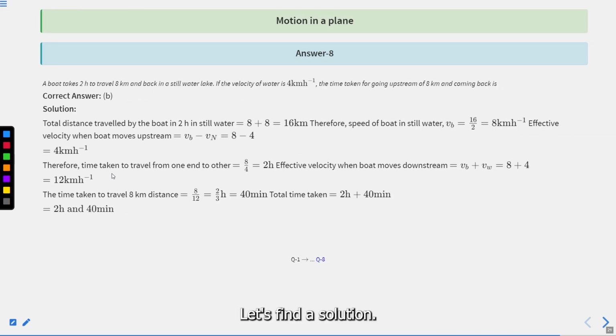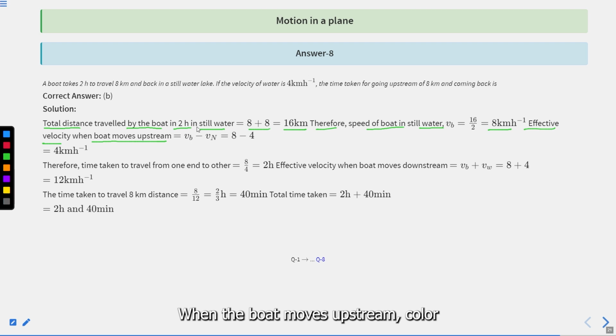Let's find the solution. The total distance traveled by the boat in 2 hours in still water is 8 plus 8 equal to 16 km. Therefore, speed of the boat in still water is VB equal to 16 by 2, which is 8 km per hour. Effective velocity when the boat moves upstream is equal to VB minus Vw, equal to 8 minus 4, 4 km per hour. Clear?